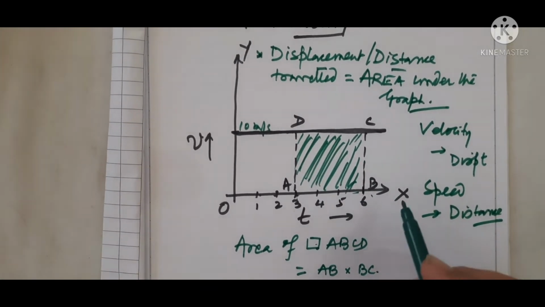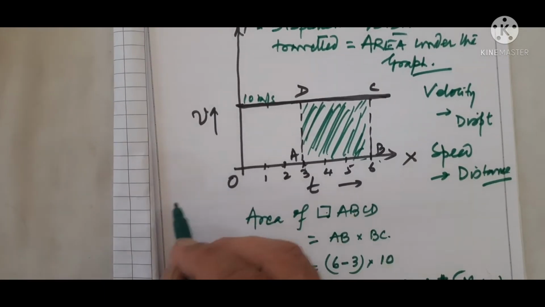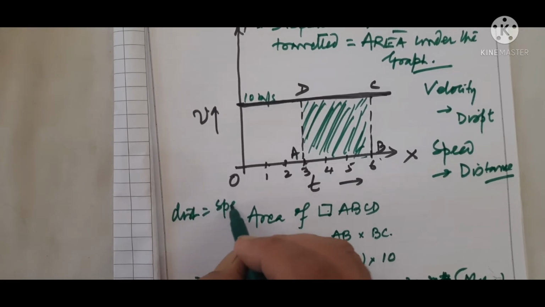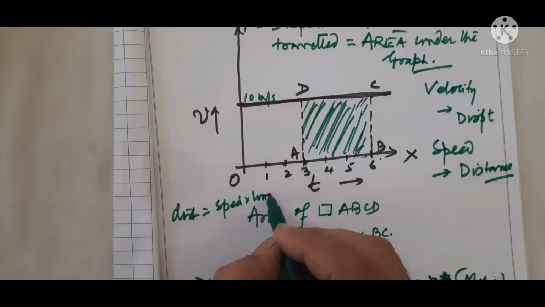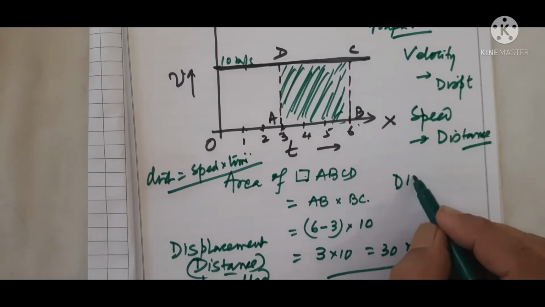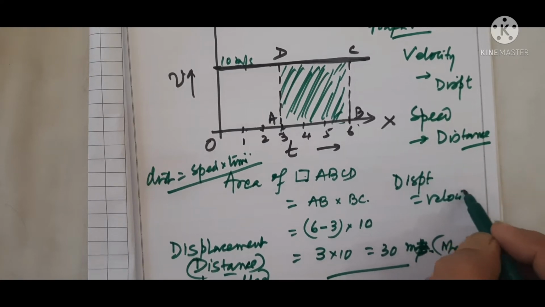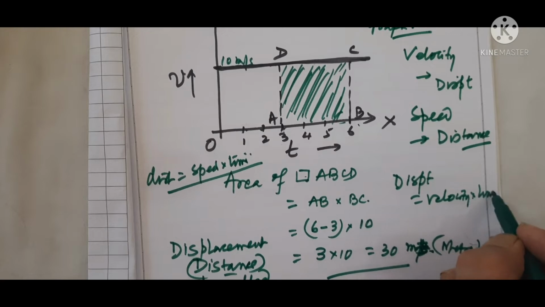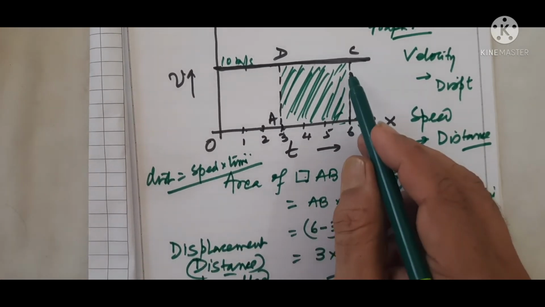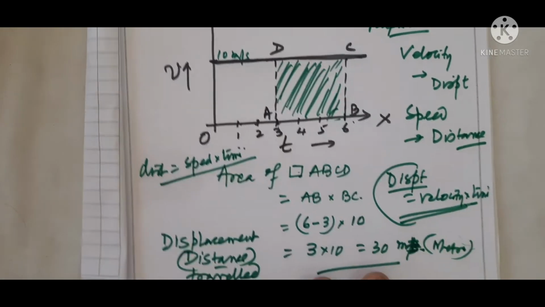What is the logic behind it? The logic is that distance is equal to speed into time, or displacement is equal to velocity into time. That's the logic. That's why velocity into time, speed into time, like that. That's the basic logic.